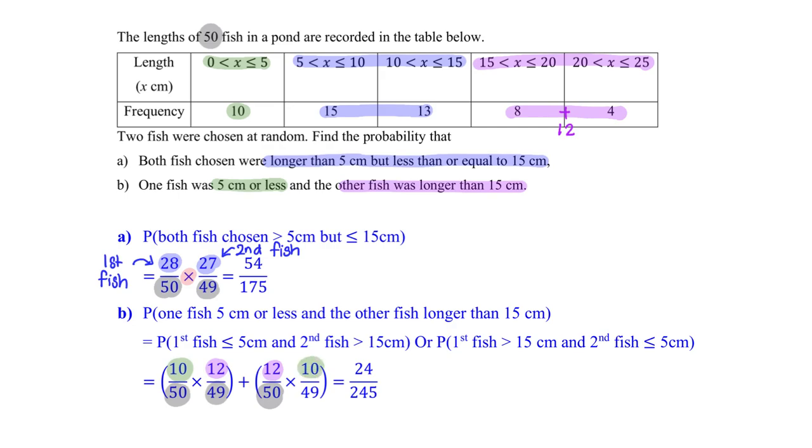Then I still have 10 fish that is less than 5, but now the total number is over 49. And what do I do to these two probabilities? Yep, I add them up to give me 24 over 245. With that, we have come to the end of this video.